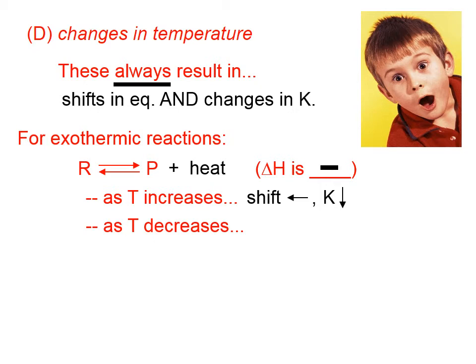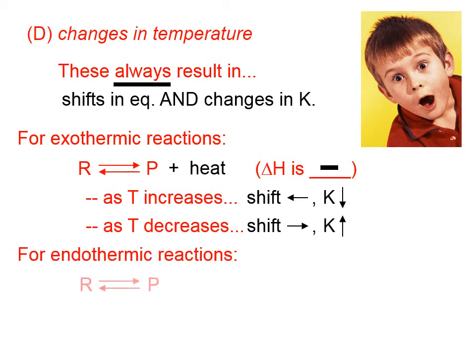Similarly, as the temperature decreases, we can think of it as we're taking heat out, taking heat out, taking heat out, and the system says, better make more, shift right. And when we shift right, the amount of products gets bigger, the amount of reactants drops, and since K is products divided by reactants, the value of K will increase.